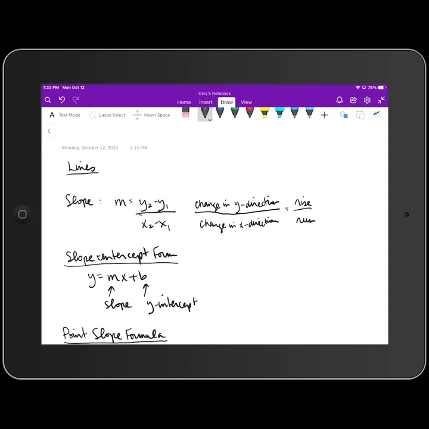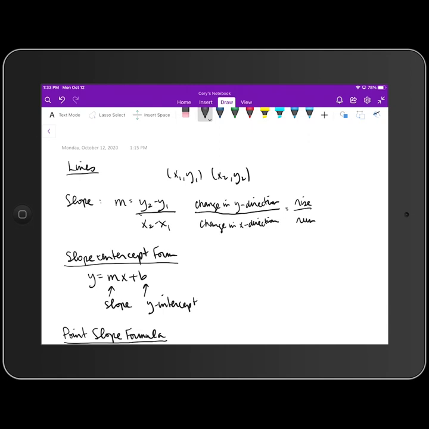Okay, so the first thing we're going to talk about in regards to lines is the slope. In math, we use the letter m to indicate slope. And our slope formula is going to be y sub 2 minus y sub 1 over x sub 2 minus x sub 1. So if we know our line passes through 2 points, x sub 1 comma y sub 1 and x sub 2 comma y sub 2, then we can calculate the slope of the line that contains those 2 points using that formula.